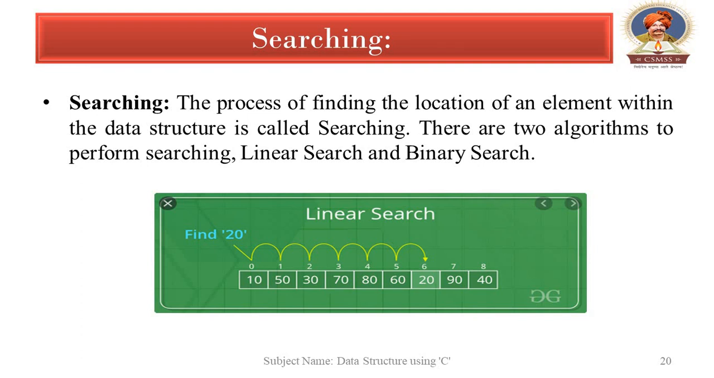Then the next operation, that is called as searching. The process of finding the location of an element within the data structure is called searching. There are two algorithms to perform searching, that is called as linear search and binary search. In the figure, we have to search the element 20 in the given array. So by using linear search, we can find the element 20 at the position number 6. Such process, to find the element in the given list, is called as searching.